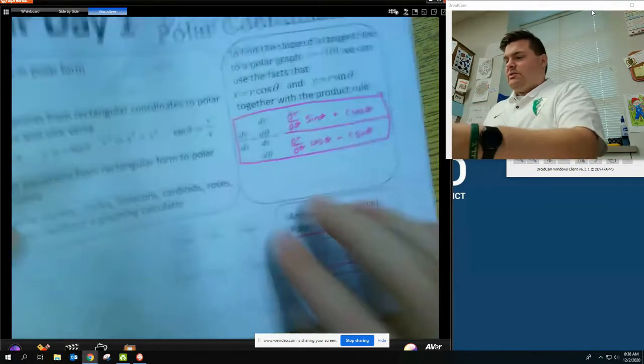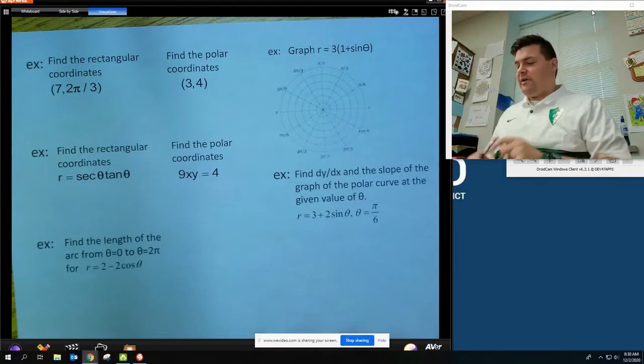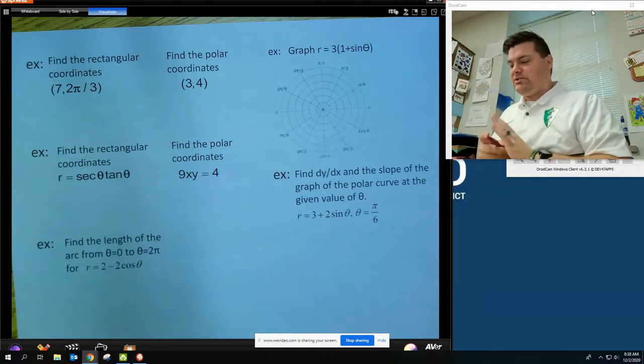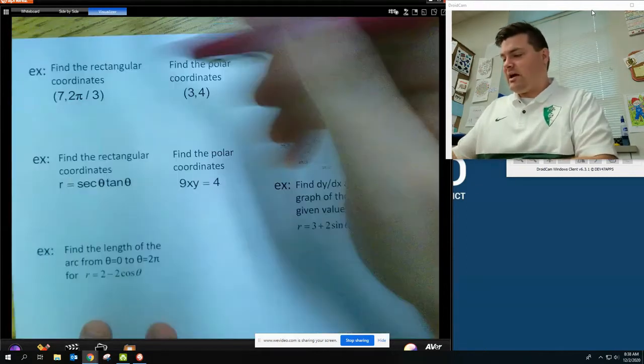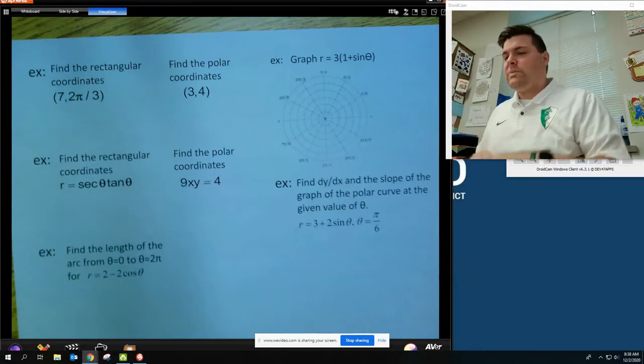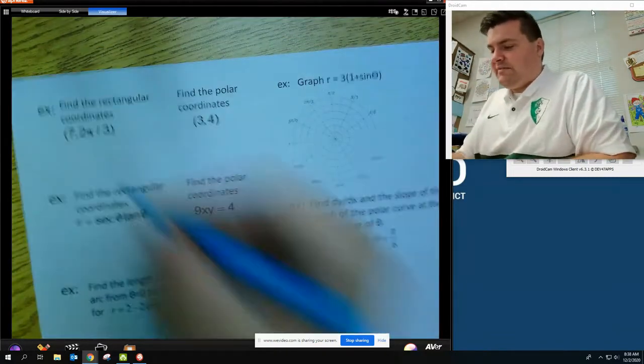All right, so with that, let's go ahead and go through some of these problems here. Very, very basic one-step, two-step problems, nothing totally crazy, but you can see we've got a lot of things going on here just to make us a bit more familiar with polar coordinates. So, find the rectangular coordinates given this right here.